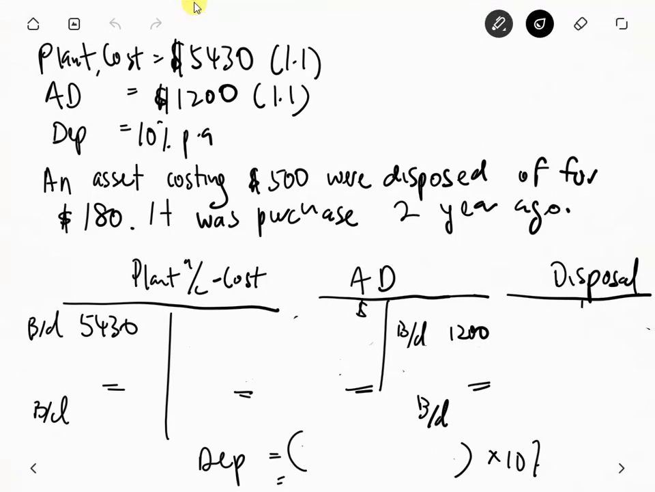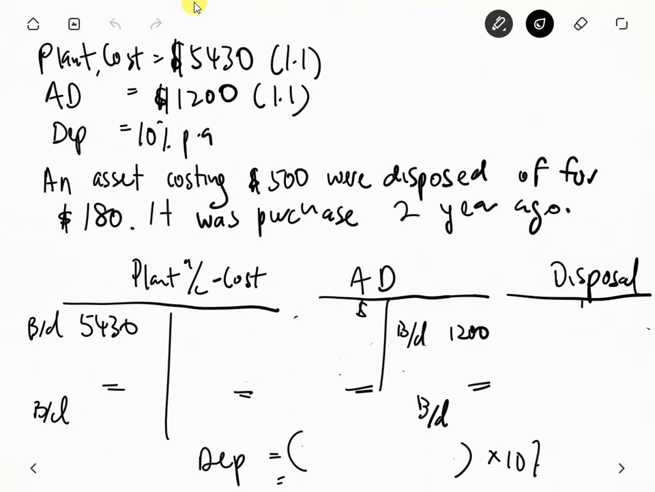I have many assets. 5430. Many. Some were purchased for 1,000. Some are 2, some are a few hundred. So I have many here. And these are the accumulated for that many assets. On 1st January opening, depreciation is 10% on straight line.